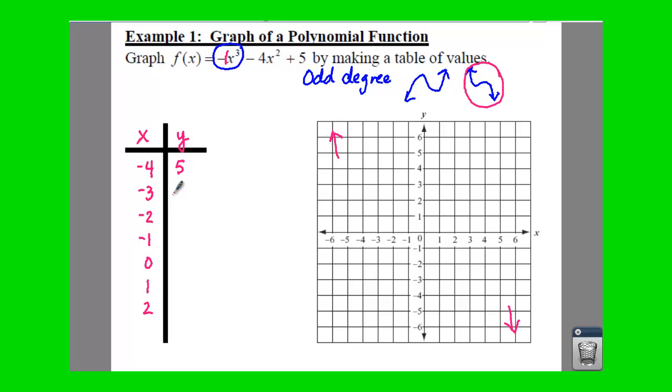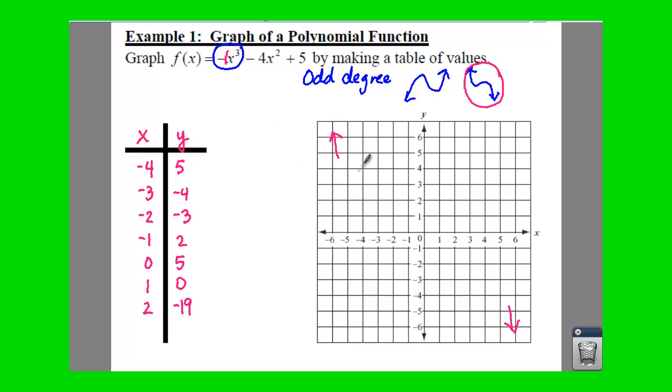And then for x equals -3, we get a -4. And then at -2, we have -3. For -1, we have a 2. At 0, we have a 5. At 1, we have a 0. And at 2, we have a -19. So we know this is going to continue going down. So let's plot these points.